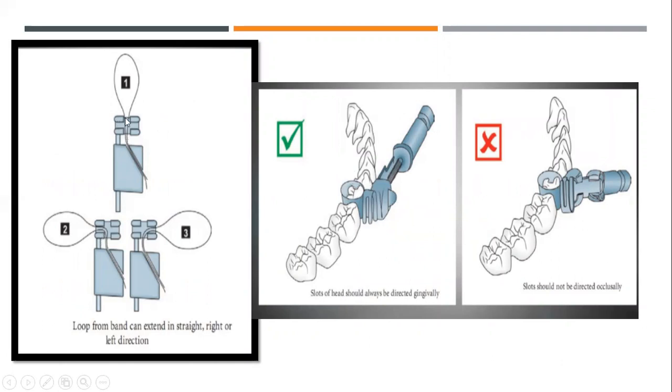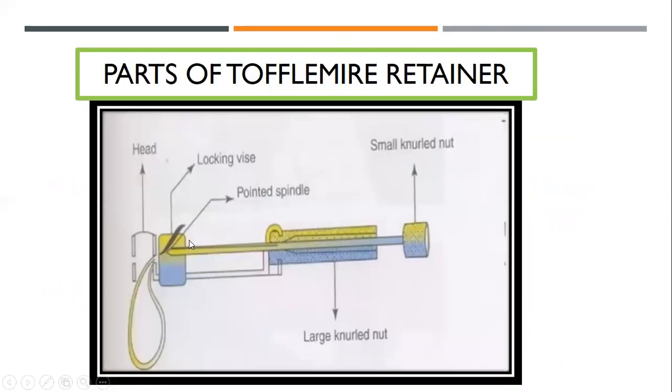So these are the slots. This is the loop, from which the band can extend in a straight direction towards the right, towards the left. In all these directions it can extend. So let's first discuss the parts of a Tofflemire retainer. There is a small knurled nut. There is a large knurled nut. This is the band, the matrix band. This is the head, the locking vise. And here there's a guide slot. And this is the spindle, the pointed spindle.